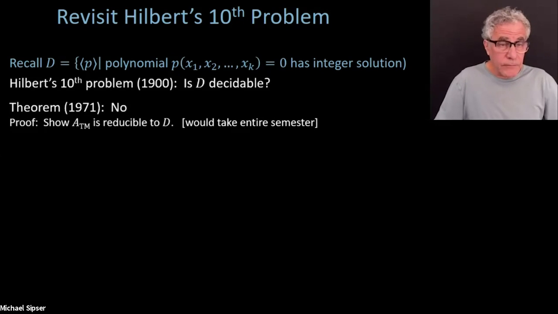The method for showing that there is no algorithm is by a reduction from ATM to that problem. So one can use exactly the method that we're using today to prove that problem is undecidable about polynomials. The only thing is that the reduction, that single reduction, would take the entire semester.